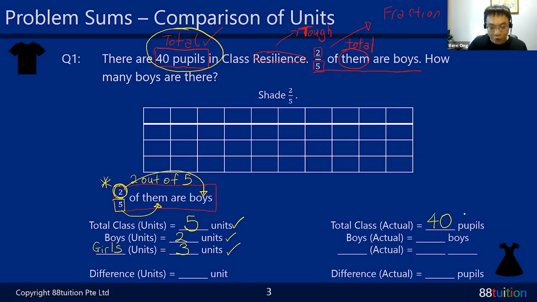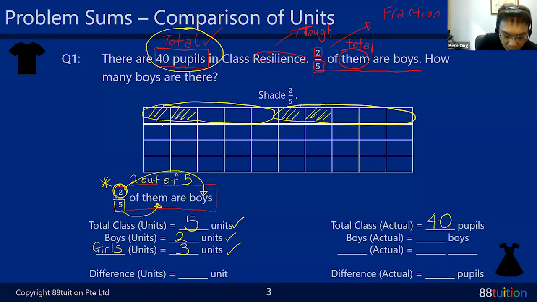In terms of the model diagram, 2 out of 5 means what? I need to group them: 1, 2, 3, 4, 5. 2 of these are boys. Every 1, 2, 3, 4, 5, 2 of them are boys. Again, 1, 2, 3, 4, 5, 2 of these are boys, and so on. Ayo, very long.